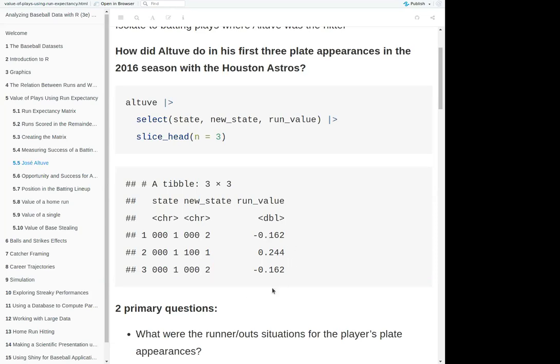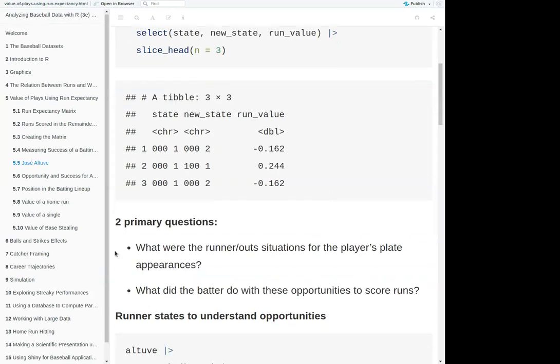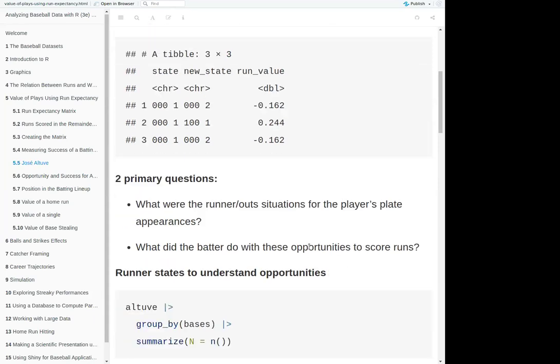And we can see that whenever he gets on base and we don't have an extra out, the run value is positive 0.24, as opposed to when he does get out, we get a negative run value of negative 0.162. So 2 of the primary questions that this assessment of run values can really help us answer are: what were the runner-out situations for the player's plate appearances? And then what did the batter do with the opportunities to score runs?